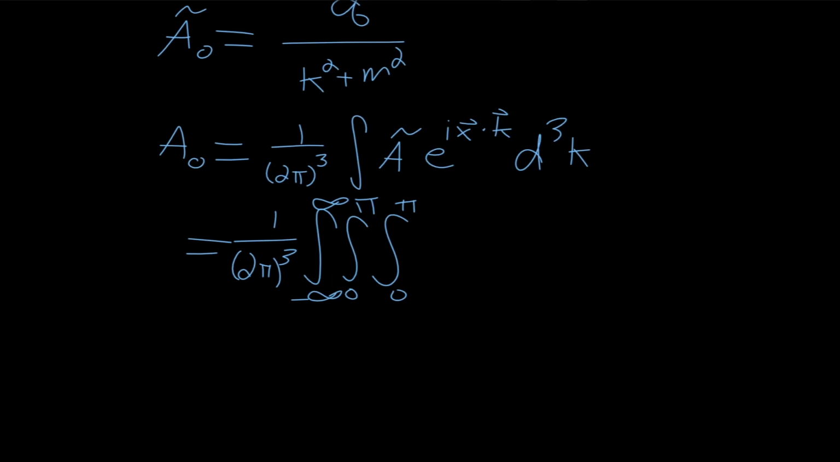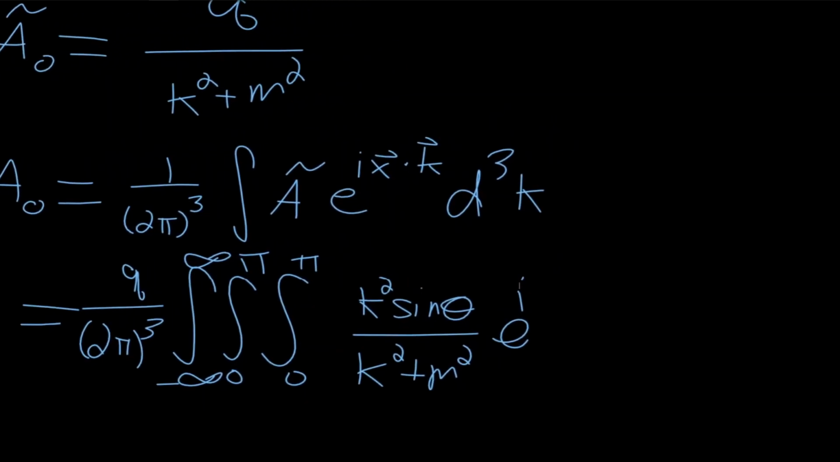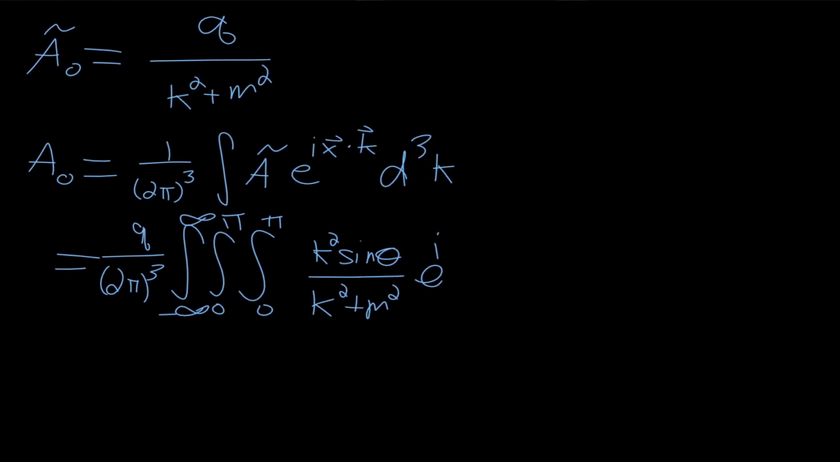So what that means is that I'll throw the q out front of the integral, because might as well. Then we have k squared times sine of theta by our convention in spherical coordinates. We have k squared over k squared plus m squared times e to the i x dot k. But let's think about one way to express the dot product. We know that in general, if we have two vectors, a dot b, we can represent that dot product as the absolute value of a times the absolute value of b, times the cosine of theta, where theta is the angle between them. So we can just take the absolute value of x, the absolute value of k, and then times cosine theta.